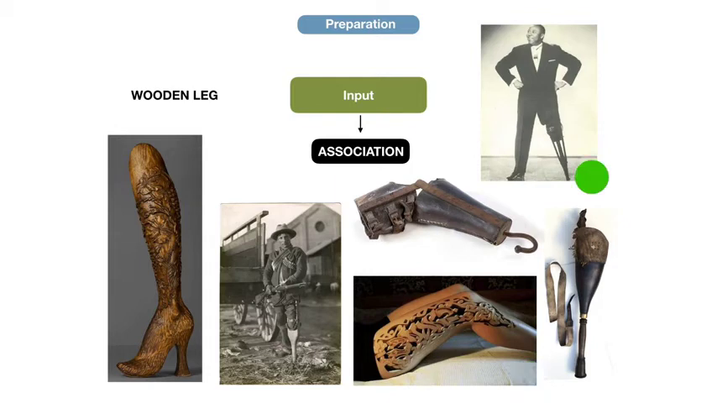Then the one top right, it almost looks like a metal leg. Maybe there are even some springs in there so he walks with more ease. Different things come up that don't necessarily have to do with the pirate itself. It's just something that could be useful.